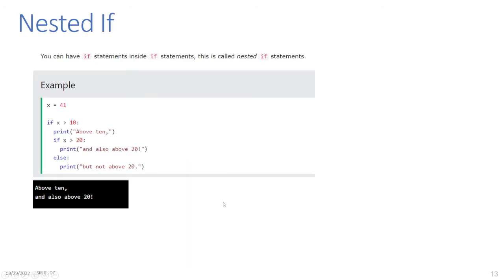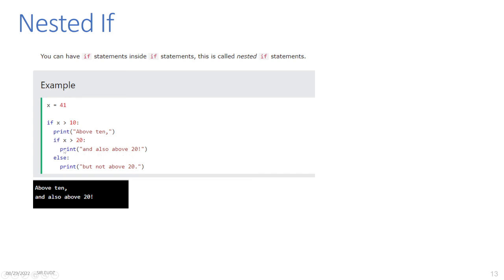Nested if. You can have if statements inside if statements. This is called nested if statements. So let's say x is equal to 41. If x is greater than 10, we print above 10. Then we have another if statement. So that's why we call it nested if. So if x is greater than 20, print and also above 20.